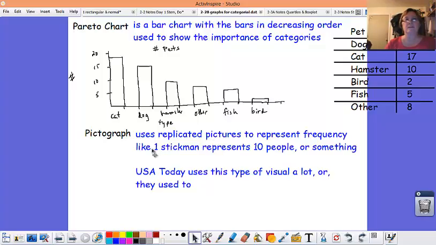It shouldn't get bigger to represent more, because bigger implies area, and we know that area grows faster than quantity. So it should be the same picture, always the same size. You just use more of them to represent more things. The USA Today newspaper uses a lot of pictographs, or they used to. I don't look at that very often anymore.